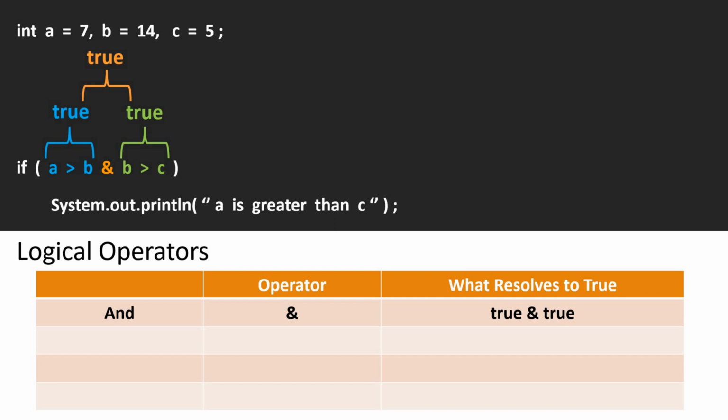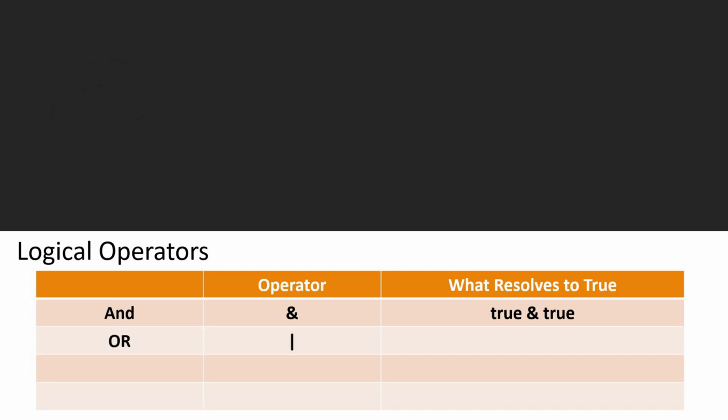Now in addition to the AND operator, we also have the OR operator. Notice this is a single vertical bar. And in the case of the OR operator, this resolves to true if one side is true, the other side is true, or both sides are true. So we have false or true, that's true. We have true or false, that's also true. And even true or true resolves to true.